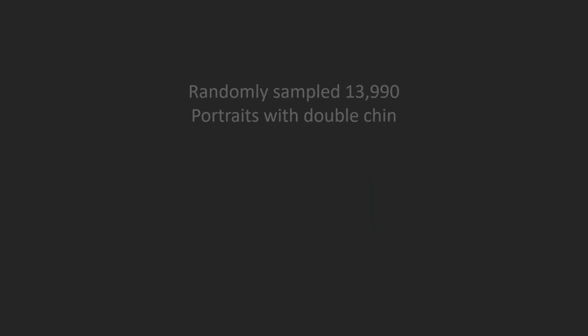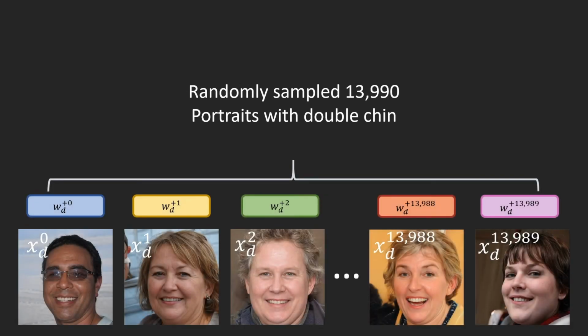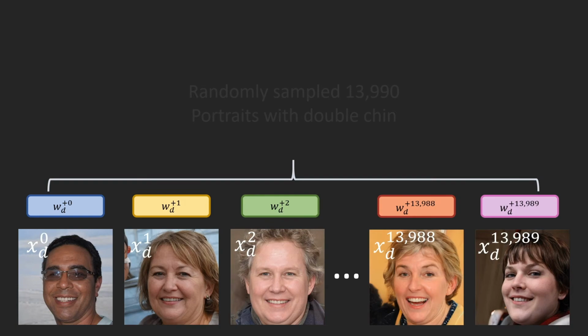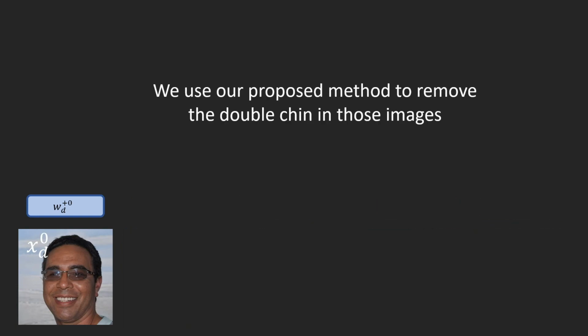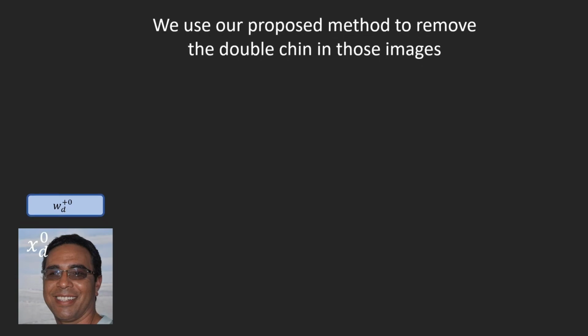We also build up a dataset with paired images, where the double chin removal is based on our method. We first generate 13,990 portrait images, which have visible double chins. Then we use our proposed method to remove the double chin in those images and get a chin editing dataset.